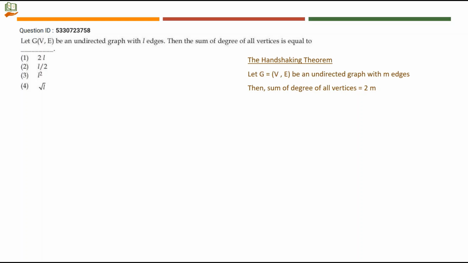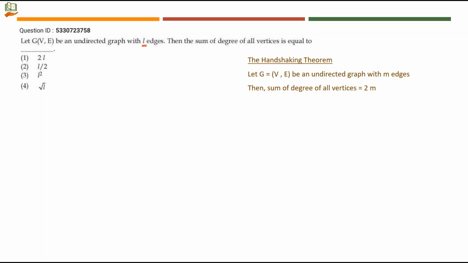We know there is a theorem called the handshaking theorem. So let's take a graph G. Let this be an undirected graph with m number of edges. V is a set of vertices and capital E is a set of edges. The count of edges is given by m. The sum of degree of all vertices will be equal to twice the number of edges, that is 2 into m. Here the representation of the count of edges is L.